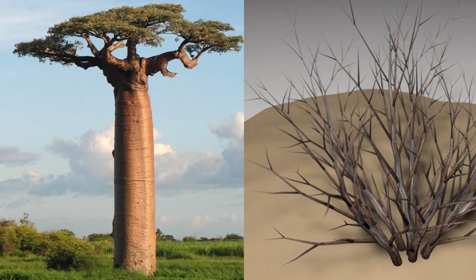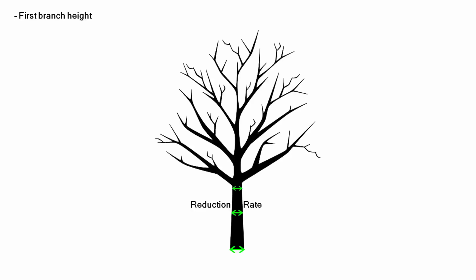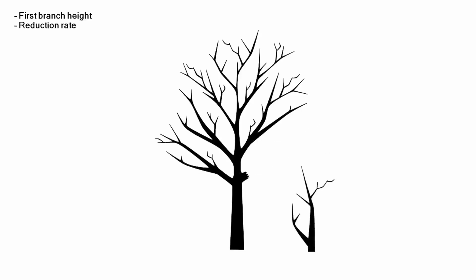We can also see the higher we go, the more the trunk shrinks. We will call that the reduction rate. Now let's head into the branches. If you cut any branch, you can see that it's actually a smaller tree on its own. We will call that a recursive aspect.